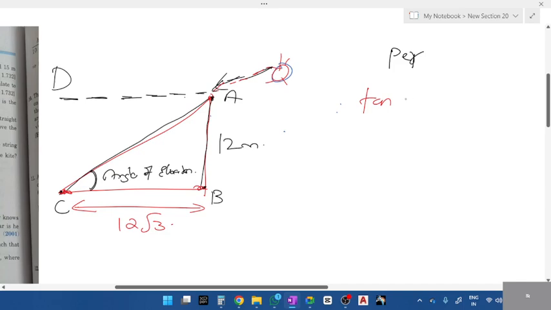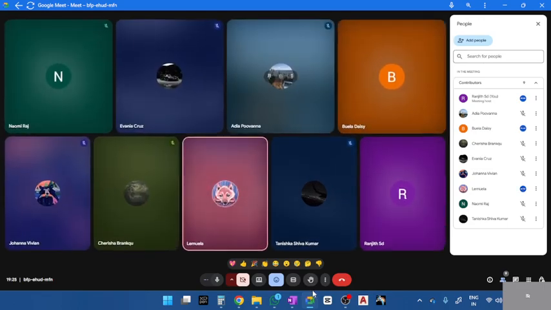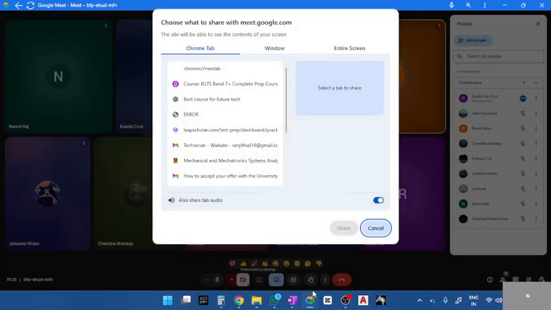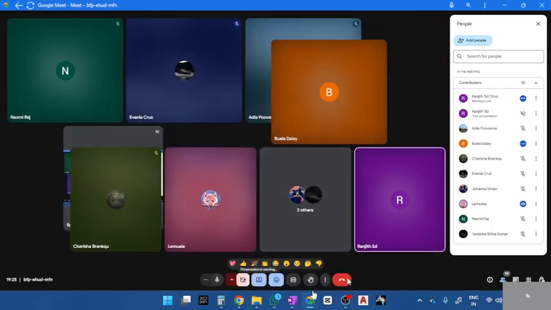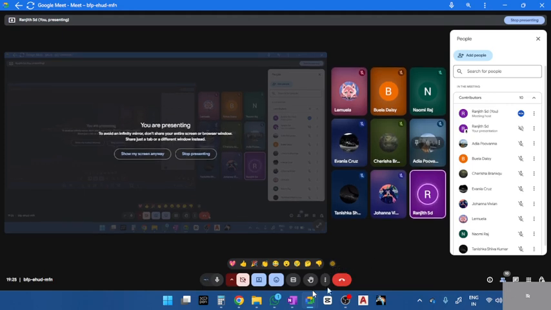Tan theta value is not given. We are calculating from point C. So you take this tan theta, yes. Can you see the screen now?